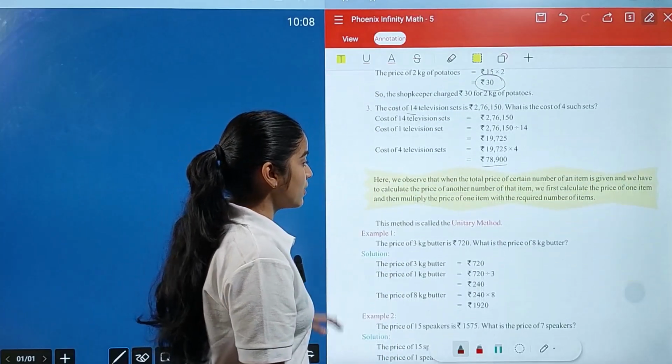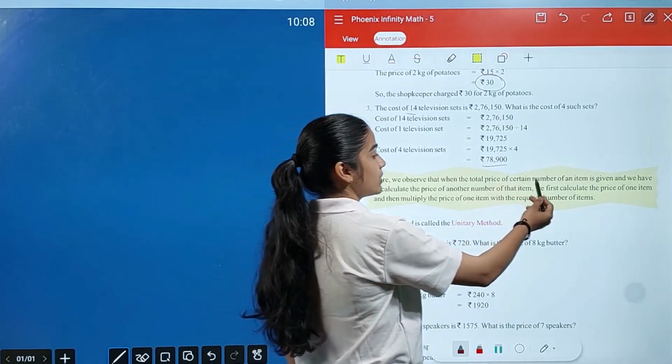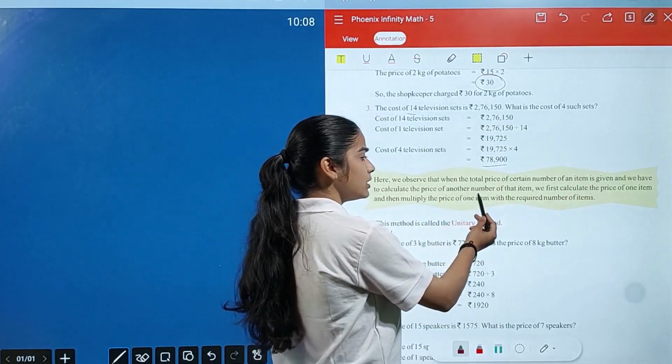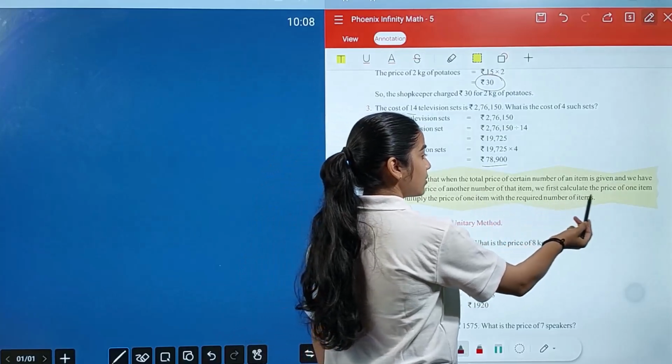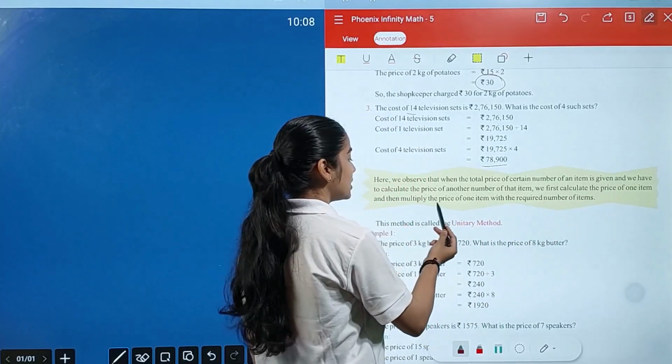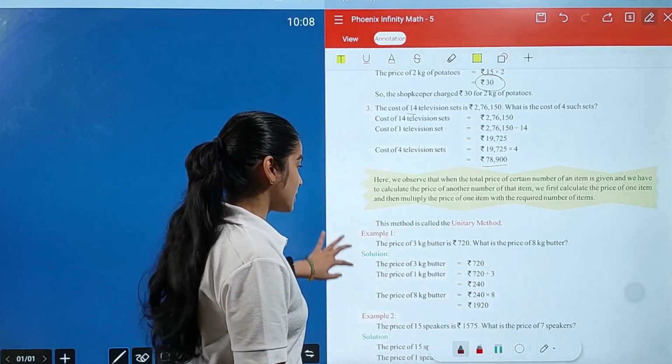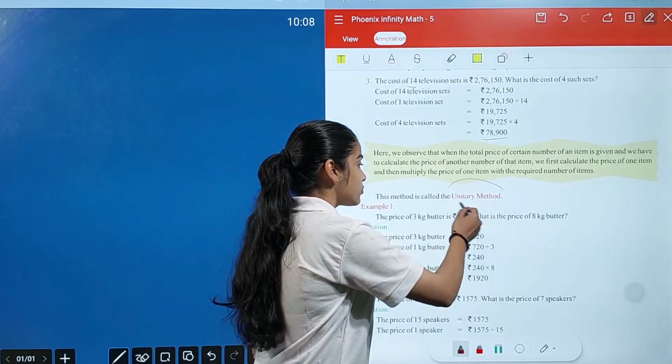So what we observe here is that when the total price of a certain number of items is given and we have to calculate the price of another number of that item, we first calculate the price of one item and then multiply the price of one item with the required number of items. This method is called the unitary method.